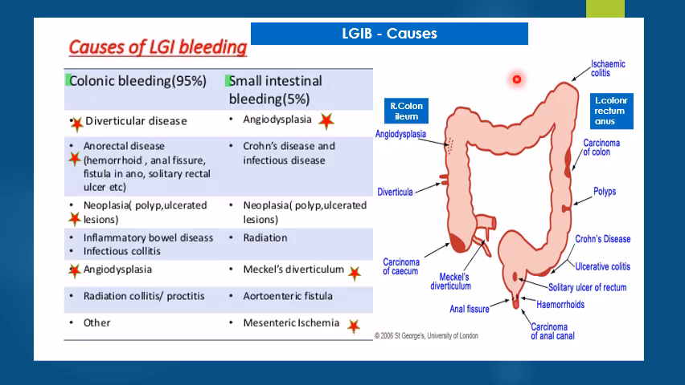This picture here shows you the various sites of bleeding: angiodysplasia on the right side, diverticular disease and carcinoma of the cecum. On the left colon will be your ischemic colitis, polyps, carcinoma of the colon, and hemorrhoids. Hemorrhoid is one of the most common causes of lower GI bleed.